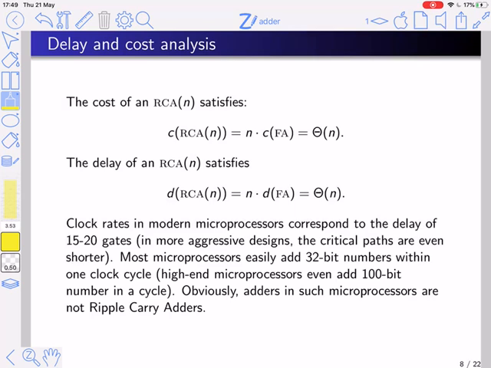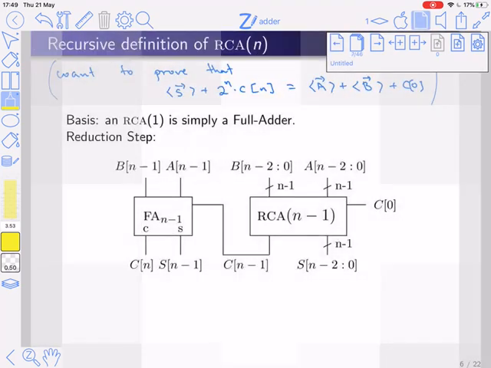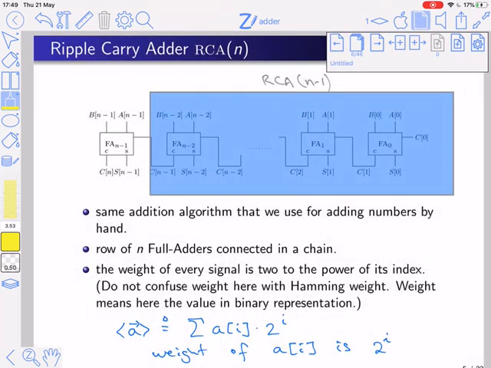Let's do a delay and cost analysis of an RCA-N. Well, the RCA simply consists of n full adders. Each full adder has a constant cost, so the cost of the RCA-N is linear. What about the delay? Well, the longest path in an RCA-N consists of n full adders. This is the path that traverses all of the full adders. Here you can see it.